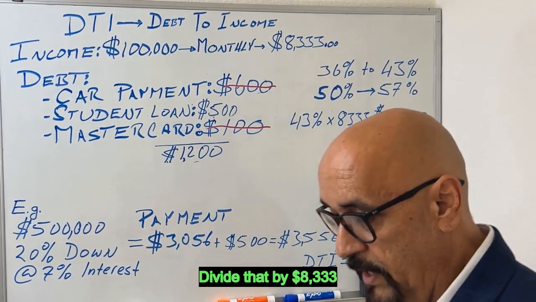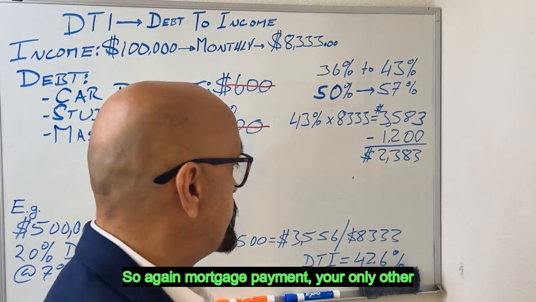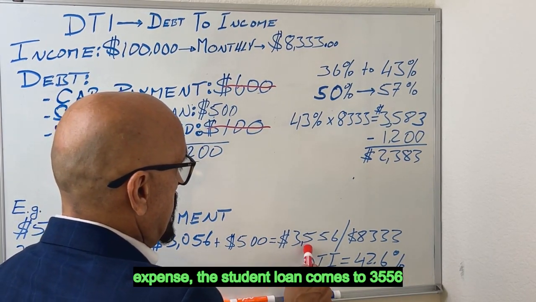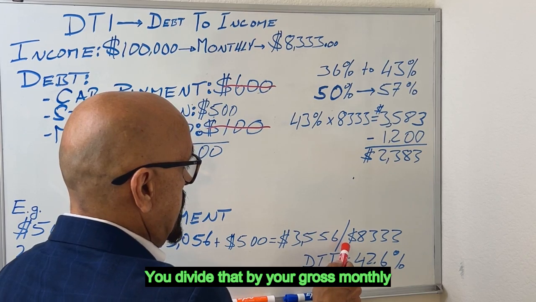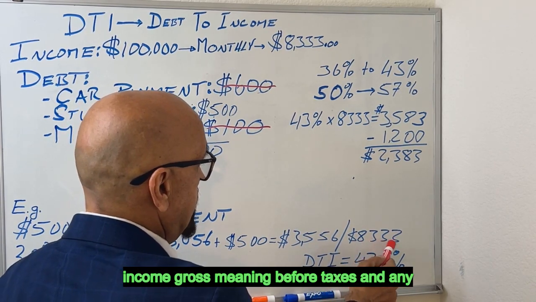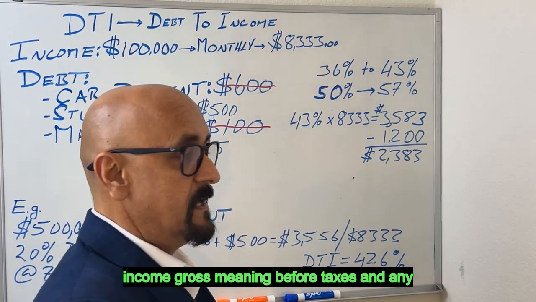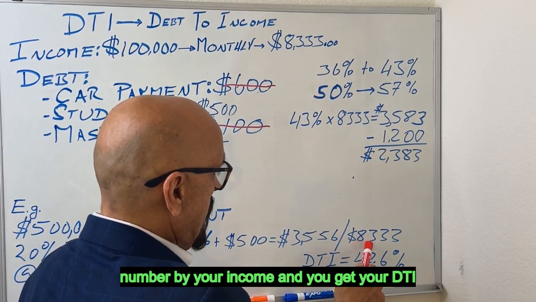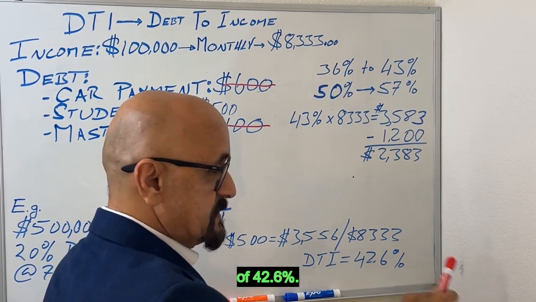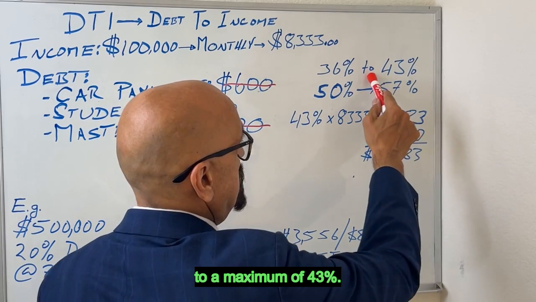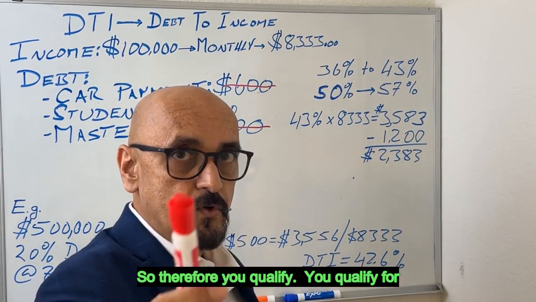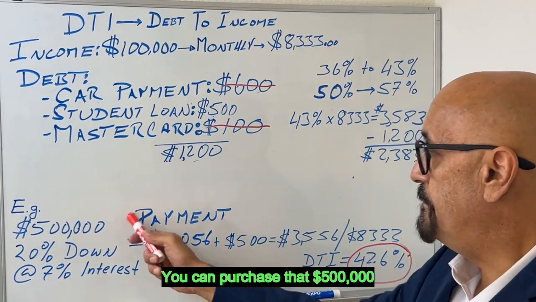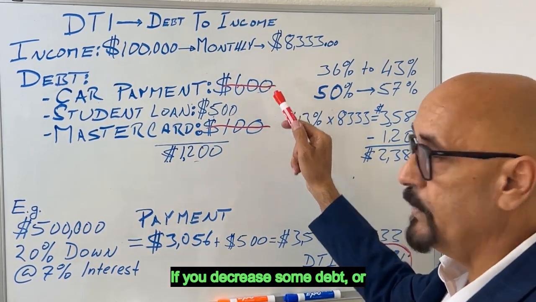Divide that by $8,333. Remember, that's how we calculate DTI, right? So, again, the mortgage payment plus your only other expense, the student loan, comes to $3,556. You divide that by your gross monthly income, gross meaning before taxes and any other obligations. So you divide that number by your income and you get your DTI of 42.6%. So remember, this lender allows us to go up to a maximum of 43%. Therefore, you qualify. You qualify for your dream home. You can purchase that $500,000 house if you decrease some debt.